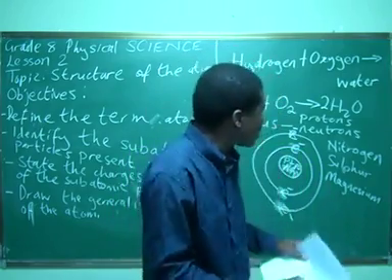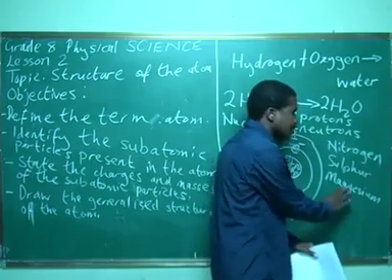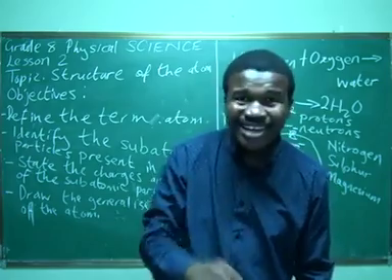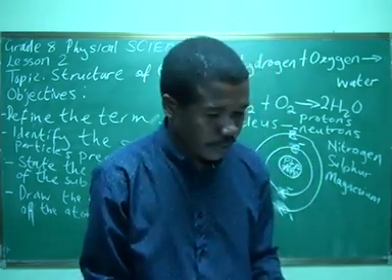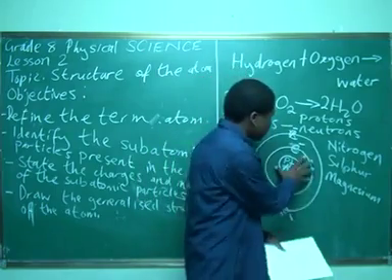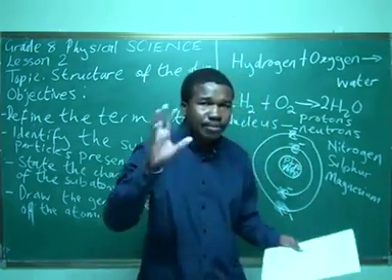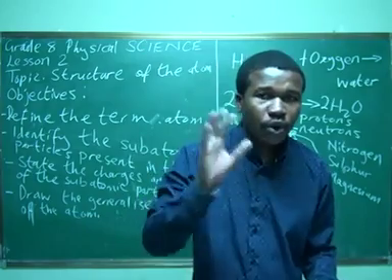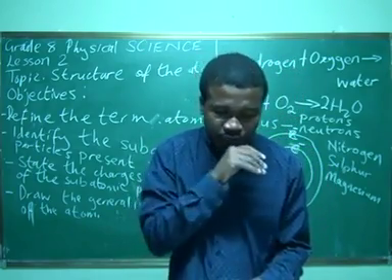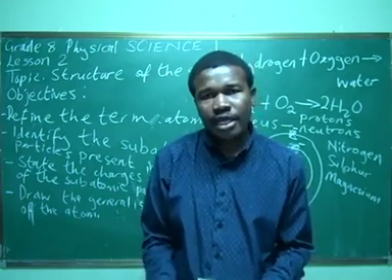So it's the same for these elements. Sulfur is made of millions of atoms, and all of those atoms are sulfur atoms. So we now know that elements are made of millions of atoms, and all of these atoms have the same properties.